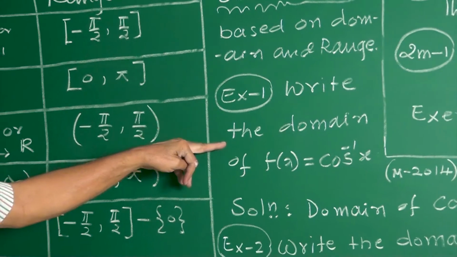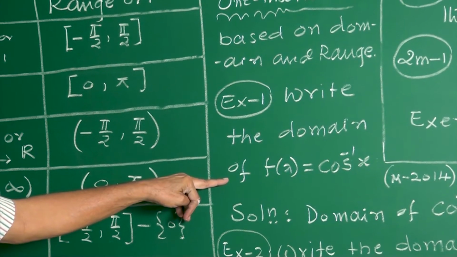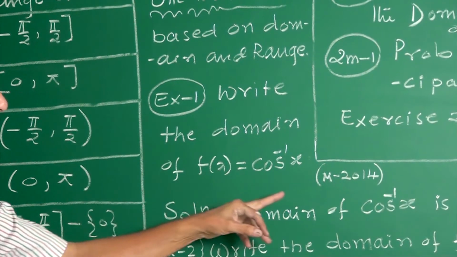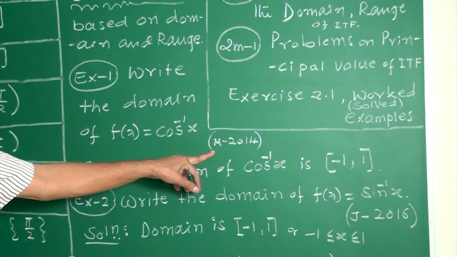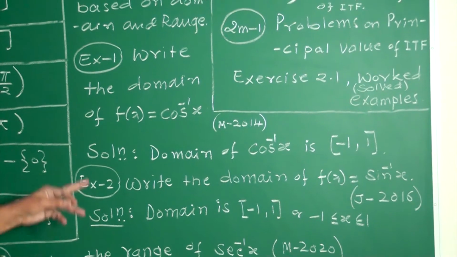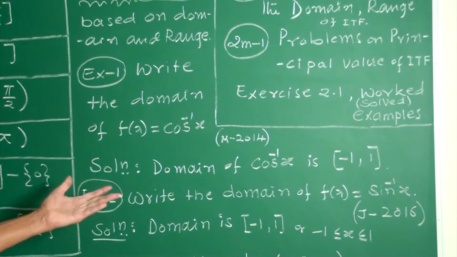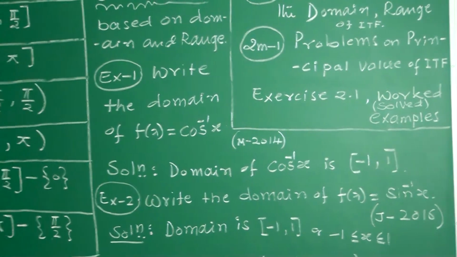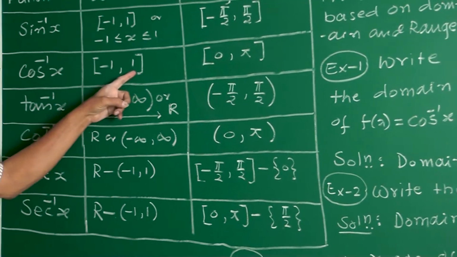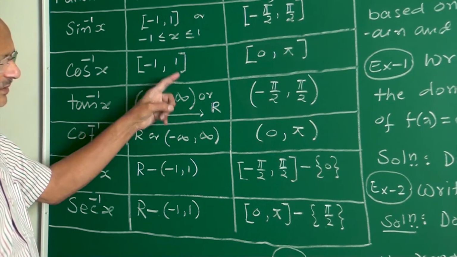First example: write the domain of f(x) equal to cos inverse x. My friends, it appeared in March 2014. Solution: what is the domain of cos inverse x? The domain of cos inverse x is closed interval minus 1 to plus 1.